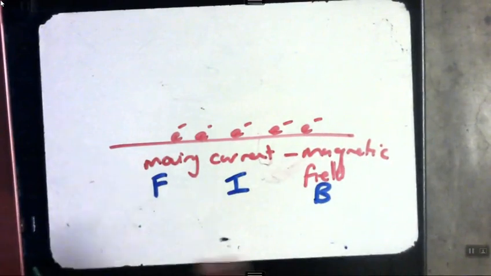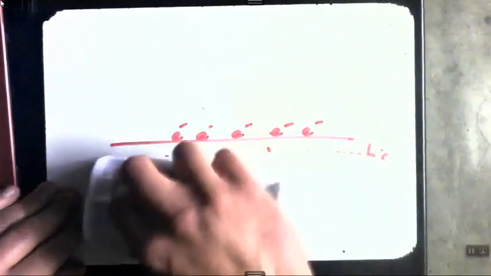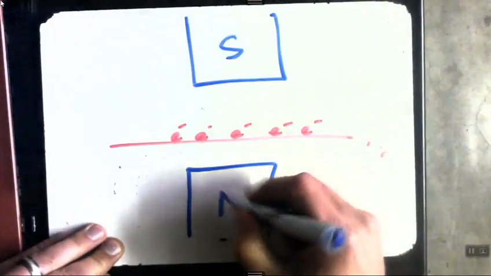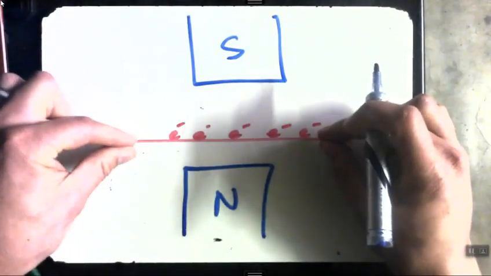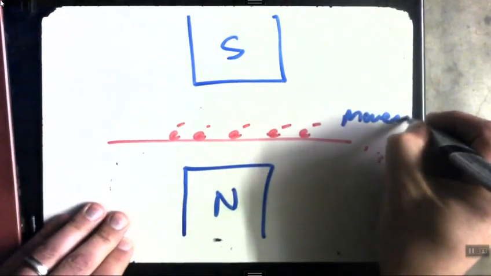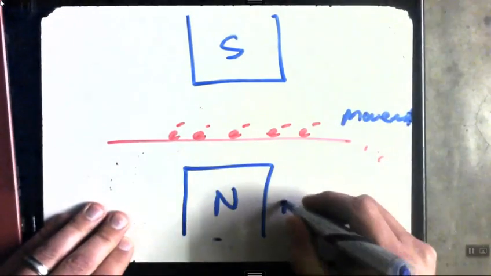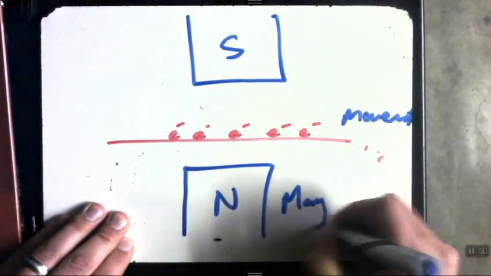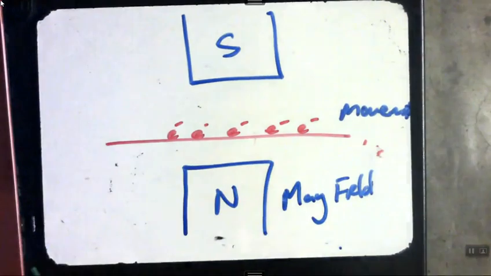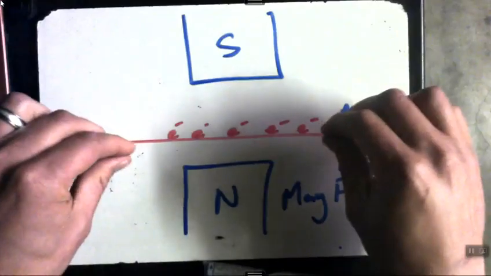So if I rearrange the scenario and I have my electrons inside a wire and I put it inside a magnetic field and I literally move my wire up and down, so there's movement, there is a magnetic field, and there are the electrons. Now the same principle is going to apply.